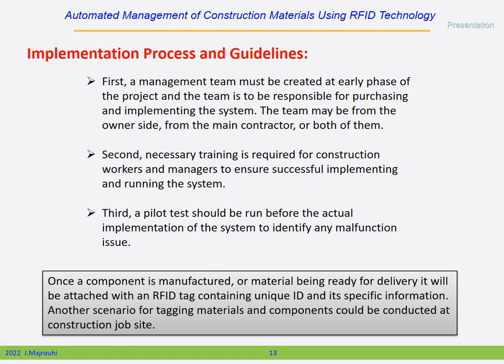To implement the system, there are some processes and guidelines. First, a management team must be created at early phase of the project, and the team is to be responsible for purchasing and implementing the system. The team may be from the owner side, from the main contractor, or both of them. Second, necessary training is required for construction workers and managers to ensure successful implementing and running the system. Third, a pilot test should be run before the actual implementation of the system to identify any malfunction issue.